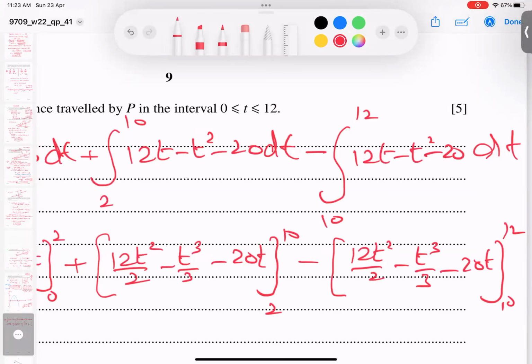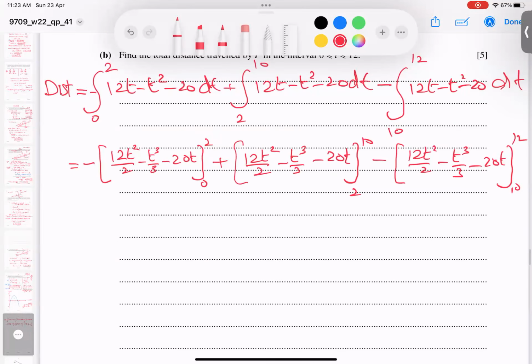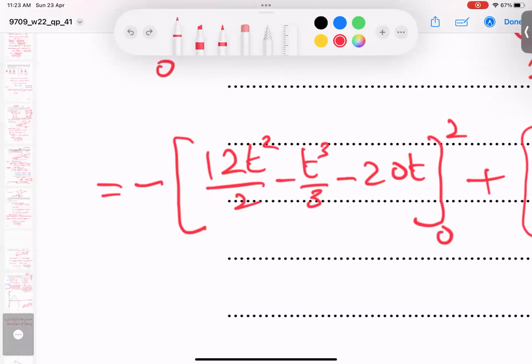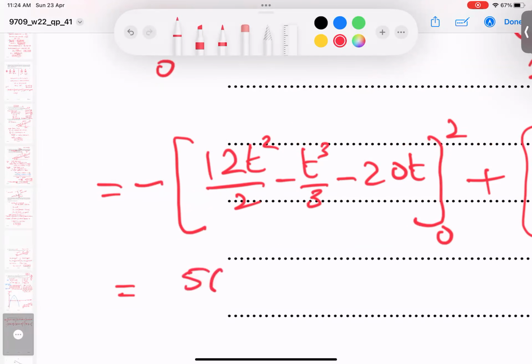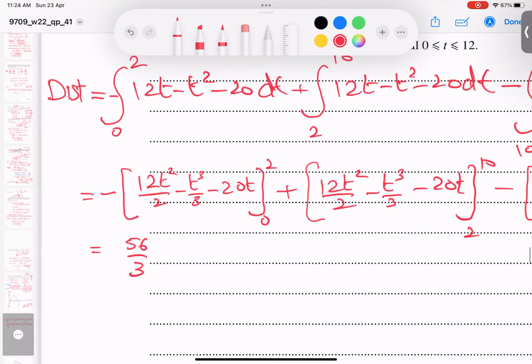So when I apply the first formula, plugging in 2 everywhere, I think this is becoming 6. So let's start. Simple: 6 times 4, and minus 8 divided by 3, and minus 40. So I get this coming negative, and negative times negative gives you plus 56 over 3 coming from here. So the first part is done.